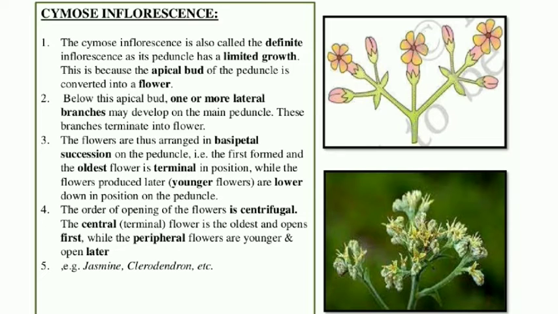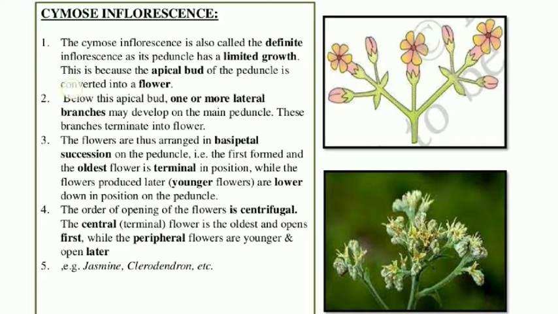And this is because the apical bud of the peduncle is converted into flower. Means apical bud becomes a flower. So there is no further growth of the apical bud. If it is not a flower, the apical bud is to continue to grow. But here, in case of Cymose inflorescence, the apical bud will stop the growth by production of a flower.